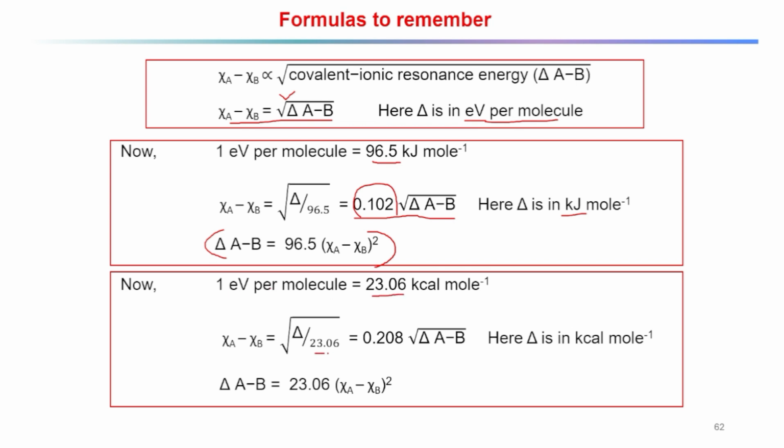So if you just divide it by 23.06, you will get chi A minus chi B is equal to 0.208 square root of delta. So here delta is in kilocalorie per mole. So these three formulas you can remember. And from here, if we take this factor to the left hand side and then square both sides, we will get delta AB is equal to 23.06 times (chi A minus chi B) whole square.